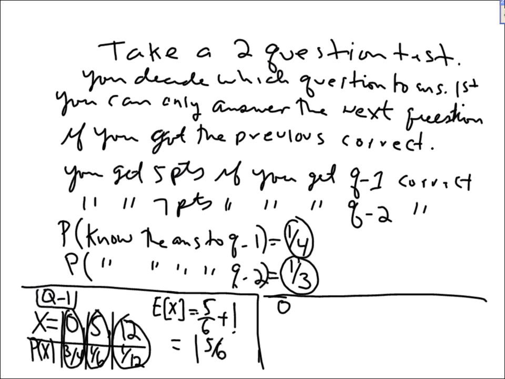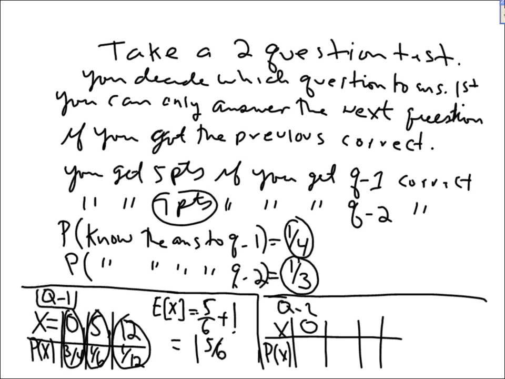Well, now, what if you answer question number 2 first? What can x be? Well, there's 3 scenarios. And the bottom row will be p of x. You can get question 2 wrong, and then you get no points at all. Or you get question 2 right, and you get 7 points, but you don't get question 1 right. Or you get question 2 right and question 1 right for a total of 12 points. Now, what is the probability that you get 0 points? That is, you get question 2 wrong.